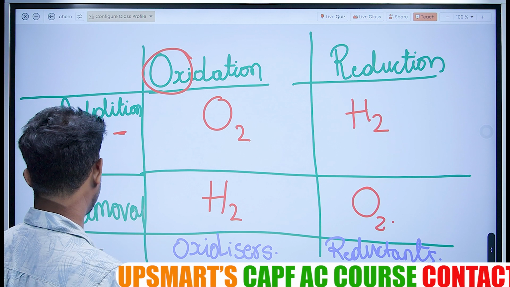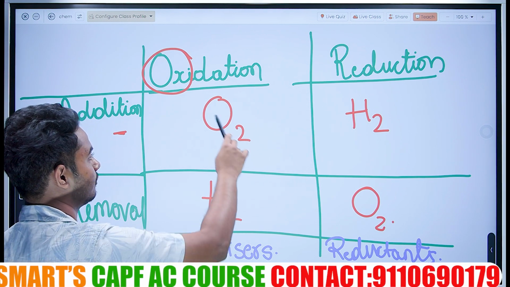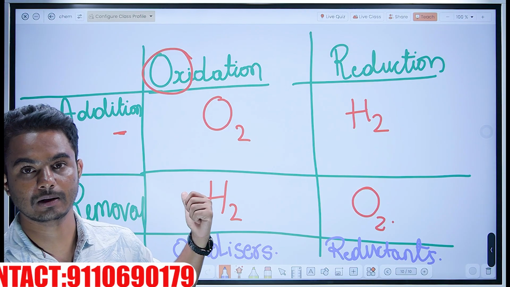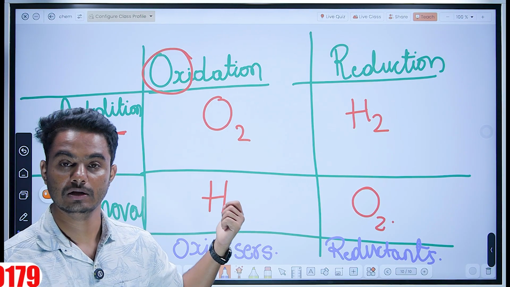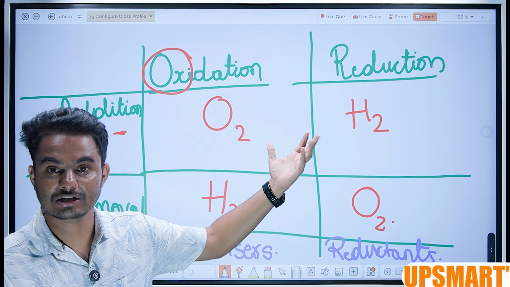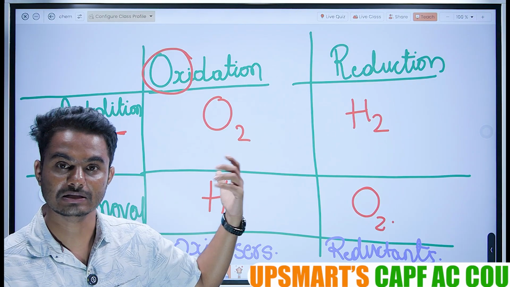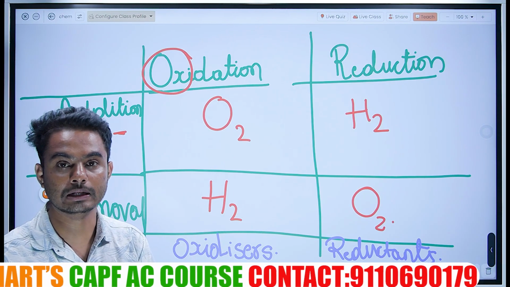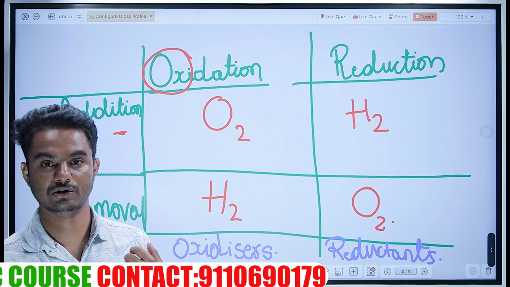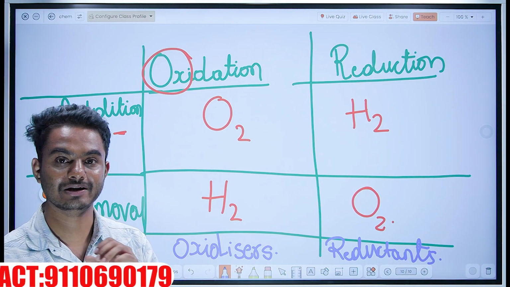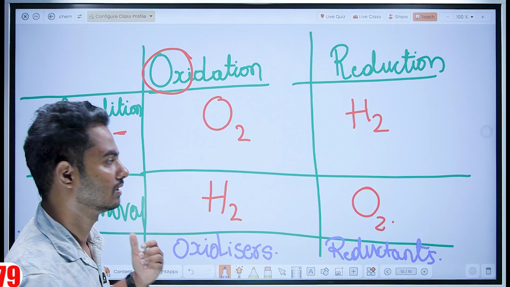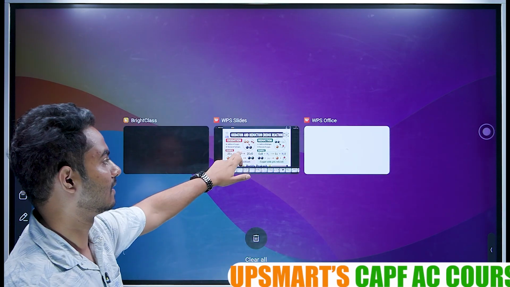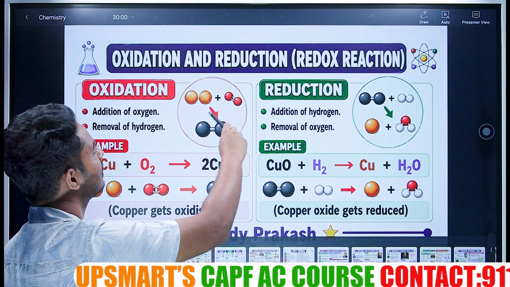In certain chemical reactions, oxidation may occur. That is called an oxidation reaction. In certain chemical reactions, reduction might occur. That is called a reduction reaction. In some other reactions, both of them might occur together. That is called a redox reaction. Redox means reduction-oxidation, R-E-D-O-X. We'll understand this with examples now.